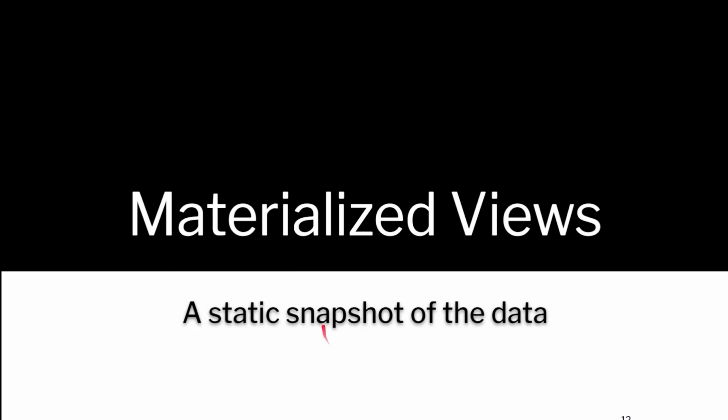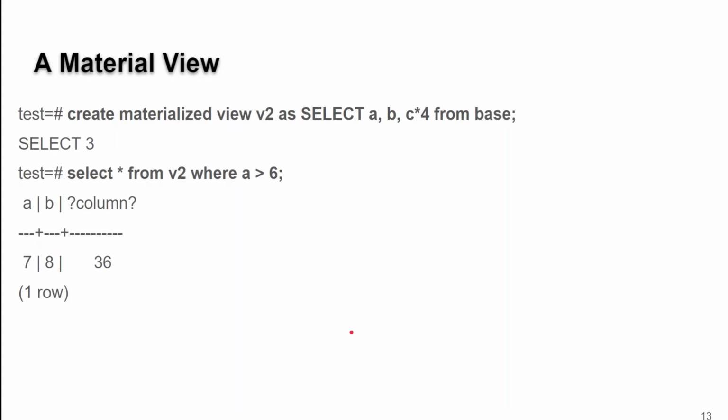So materialized views, how do they differ from regular views? Well, first is the word materialized, which basically means it's a static snapshot. Two key words, static, which means it doesn't change, and snapshot. It's a view in time of the data.